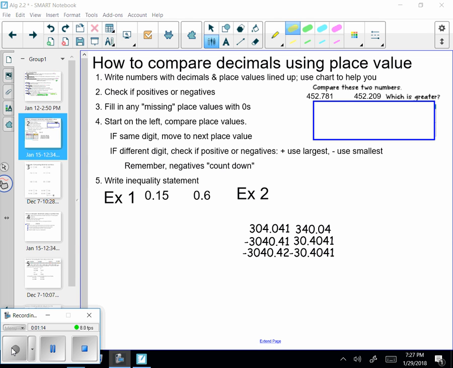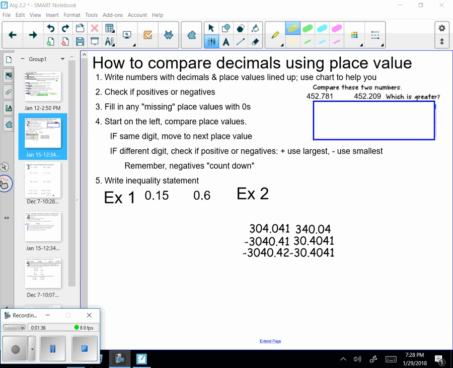If you're using two positives, the largest digit tells you the largest number. If you're using two negatives, the smallest digit tells you the smallest number. Remember, some of you like thinking negatives count down. If you have one positive number and one negative number, the positive number is the biggest. Step 5, write your inequality statement.